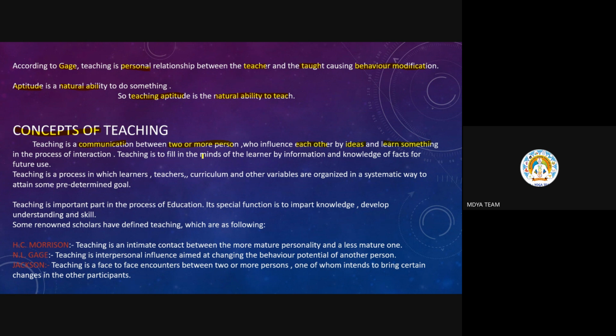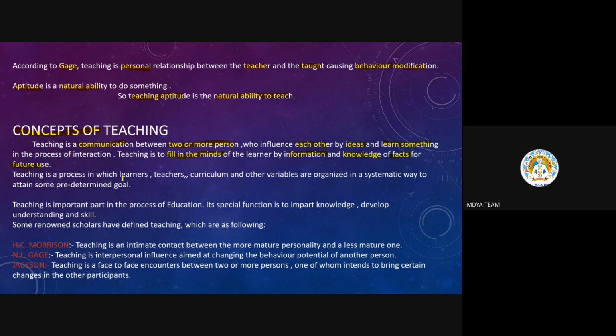Teaching is to fill the minds of the learner with information and knowledge. If teaching is happening, there must be some transfer of information, transfer of knowledge, transfer of facts for future use. Filling the minds of the learner with information and knowledge.